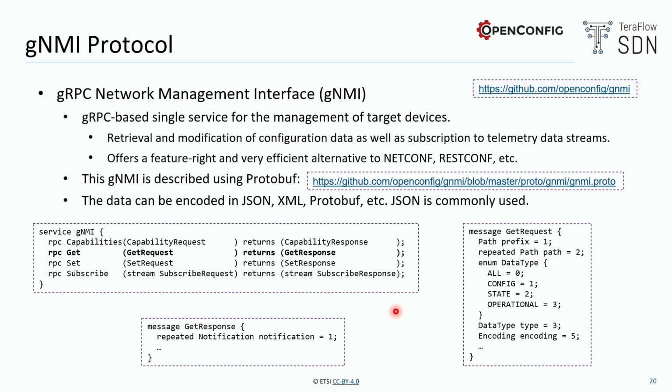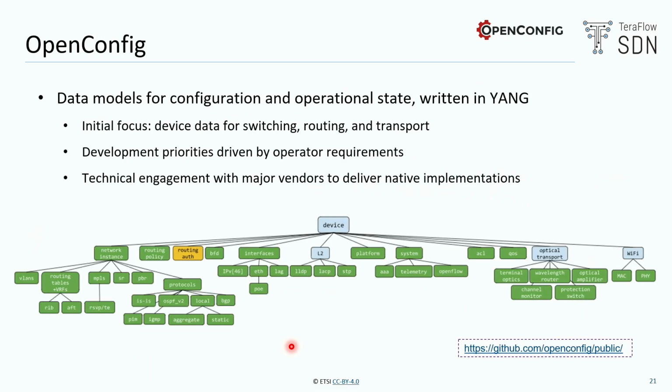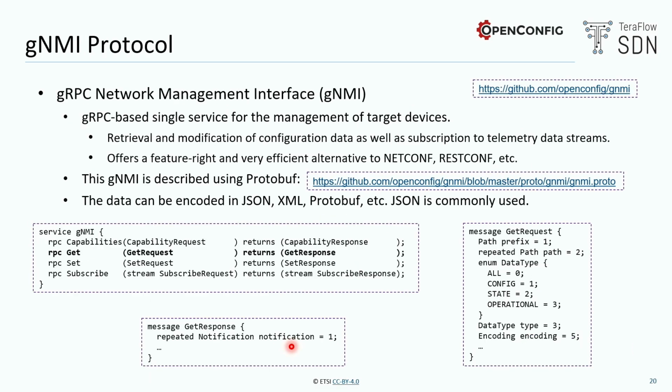In terms of the request and the response, probably we can skip in order to save time. But the idea is that we can provide in the request the paths to the elements that we want to retrieve, and we get notifications, for instance for the get, with the information that we were asking for. Okay. Up to here, more or less, it's clear.